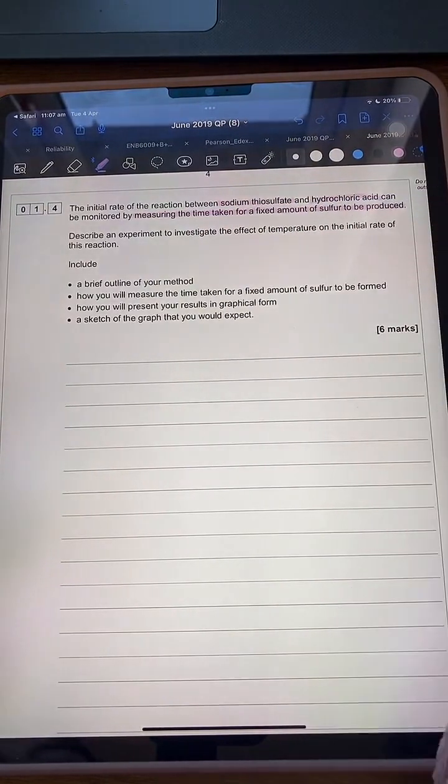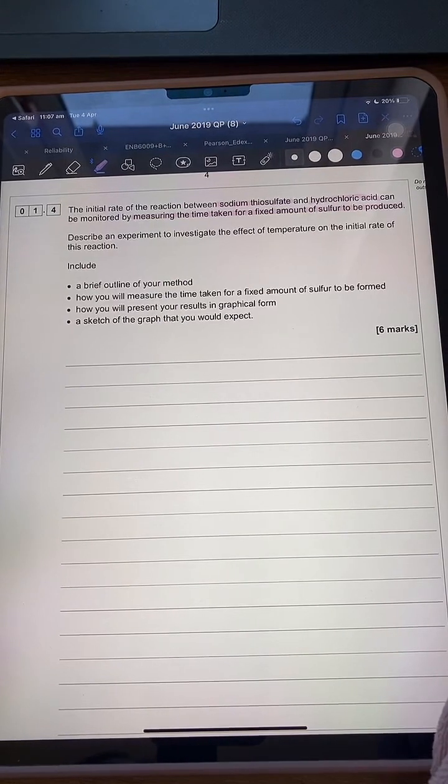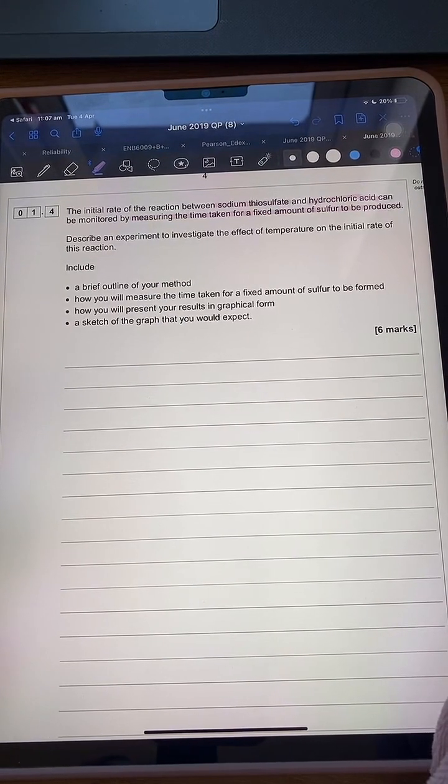Describe an experiment to investigate the effect of temperature on the initial rate of reaction. Include a brief outline of your method, how you will measure the time taken for a fixed amount of sulfur to be formed, how you will present your results in a graphical form, and a sketch of the graph that you would expect. Okay, so let's have a look at that.